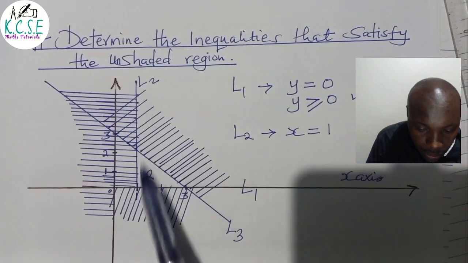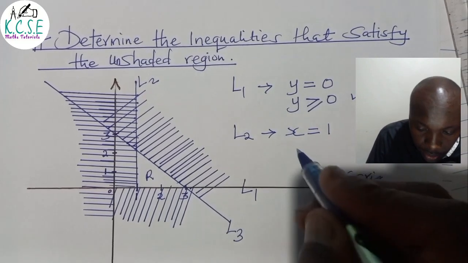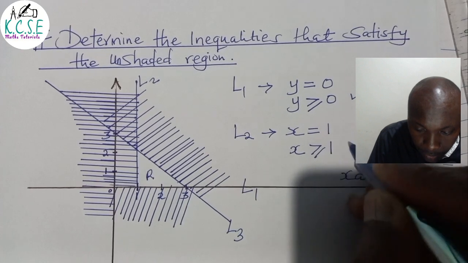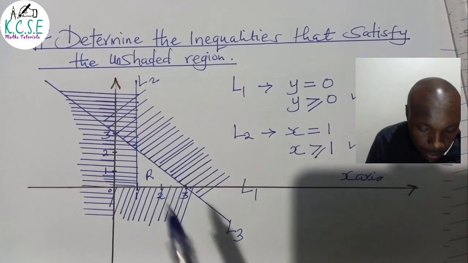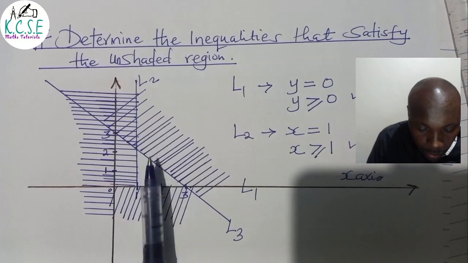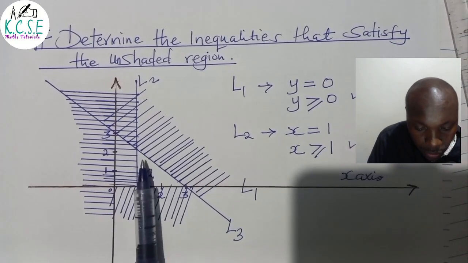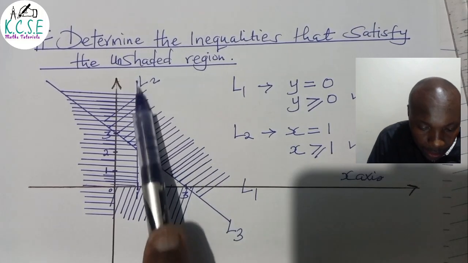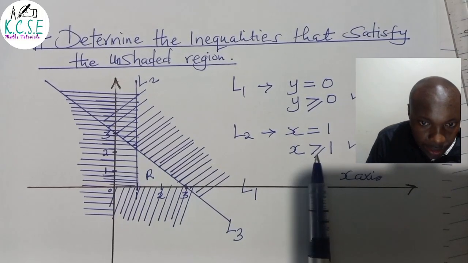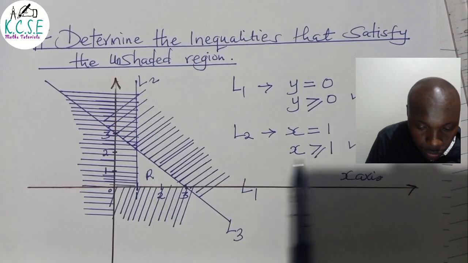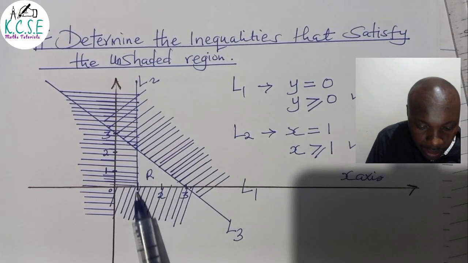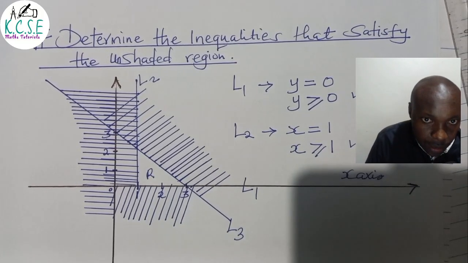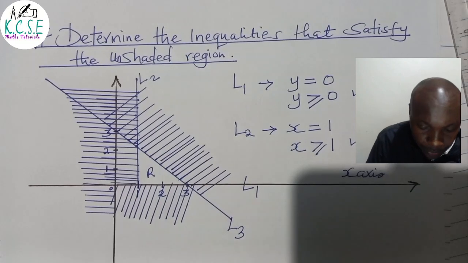And since this line is continuous, it will therefore be x is greater than or equal to 1. That is how we're supposed to write it, because the required region is to the right of that line, which is greater than or equal to 1, since the line is continuous. When we put the sign greater than or equal to, even the points that lie on that line are part of the solution. They also satisfy the inequality.